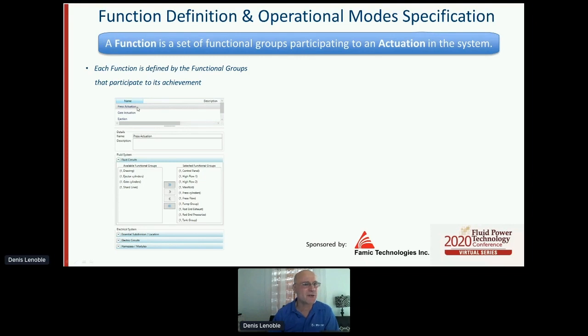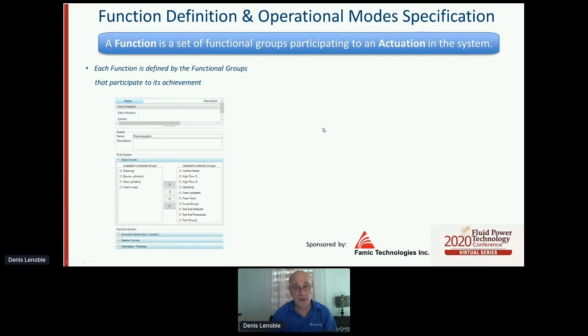Starting with this definition, we will be able in Automation Studio to create a function. So we have the press actuation, the gate actuation, the ejection. So it is part of the functions of the baler press. And each function is a set of functional groups. For example, in each function here, I'm sure I will have this POM group available, because without the POM group, of course, you can't have any flow. So the function can't work. So this is the way to describe, to specify a function.